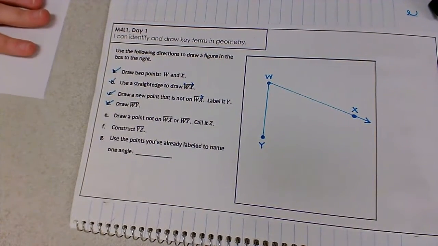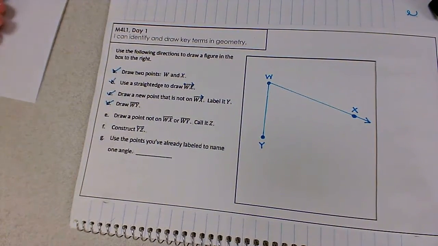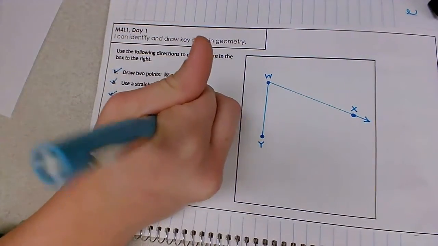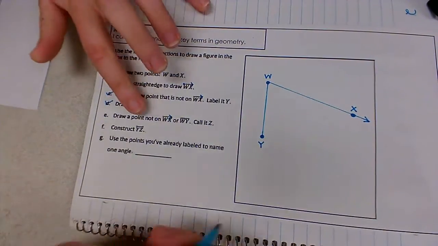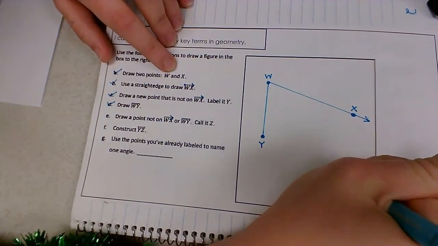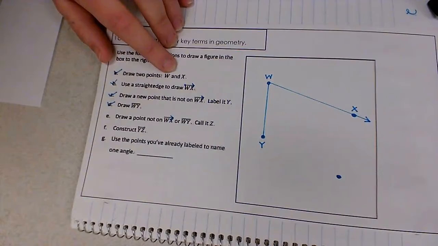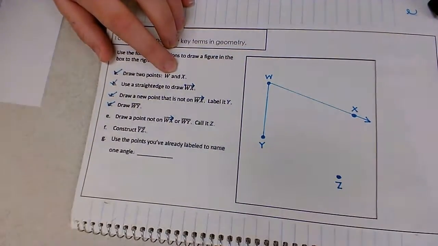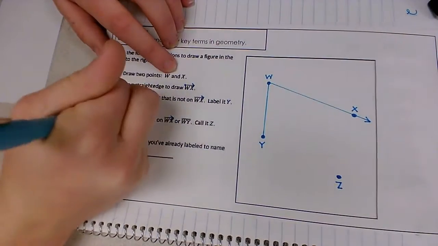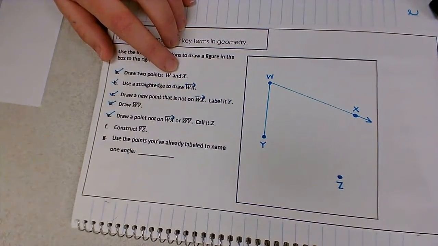Step E. Draw a point not on ray WX or line segment WY. Call it Z. Okay, so we're going to put a new point. I'm going to put mine, I've got a big open space here. Put it down here. Call it Z. This is point Z. And I'll check mark because I'm done.